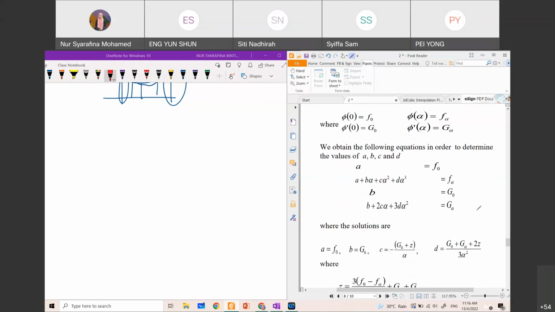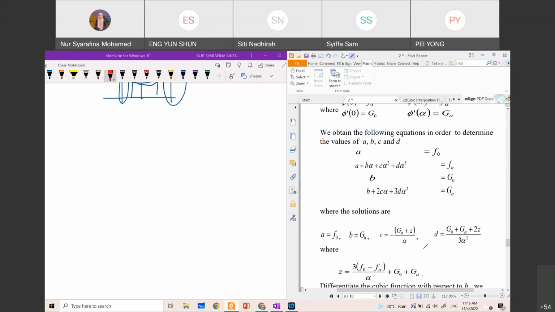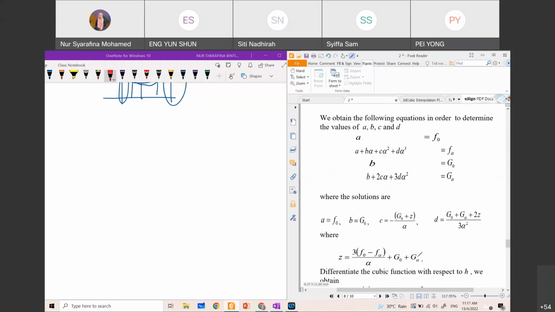Then we can find what are the values of base a, b, c, and d, and z. And we can obtain z. So for each iteration, you need to calculate each of the values here. After this, we can take a look at the example.